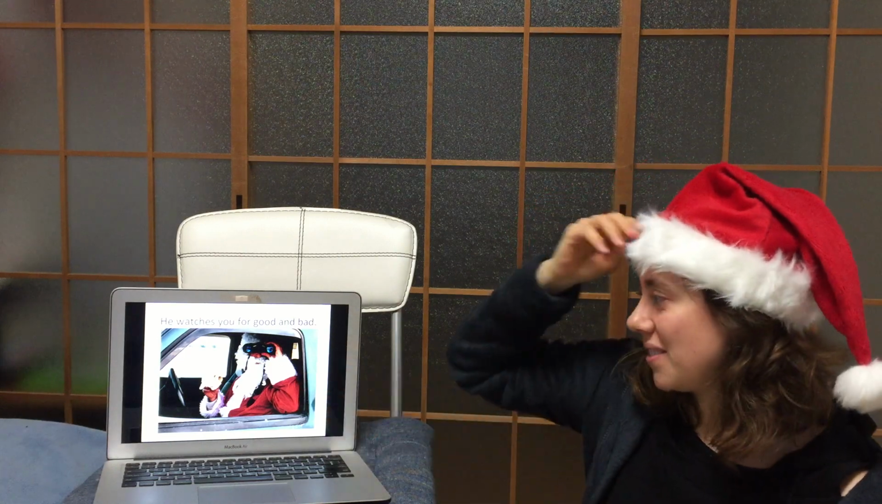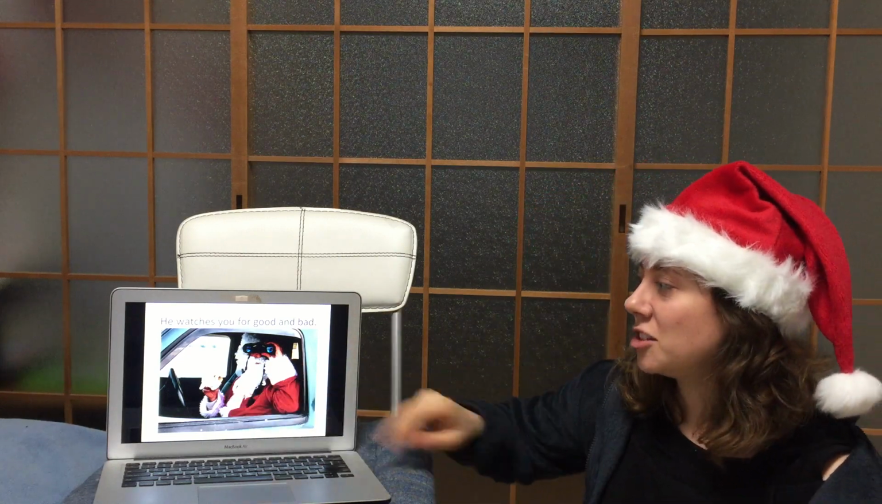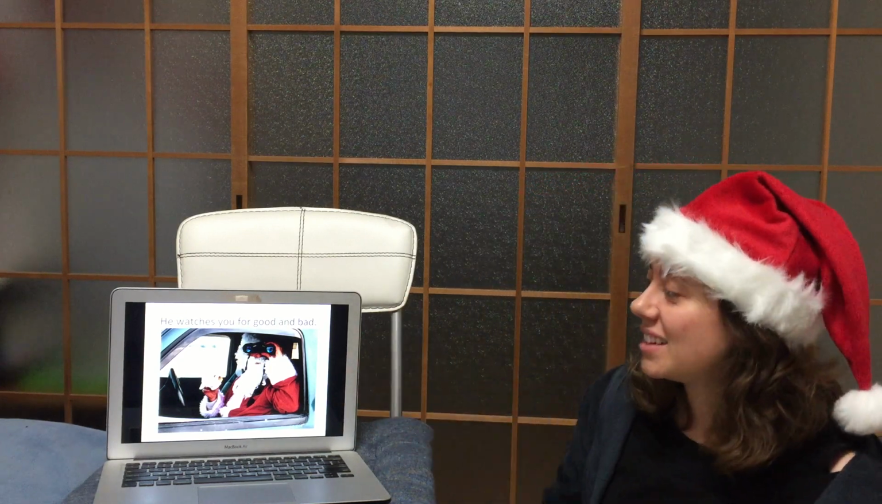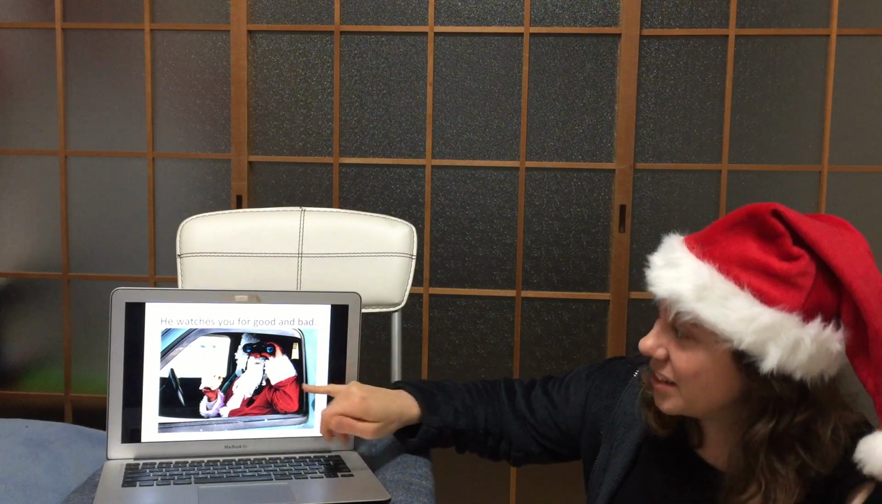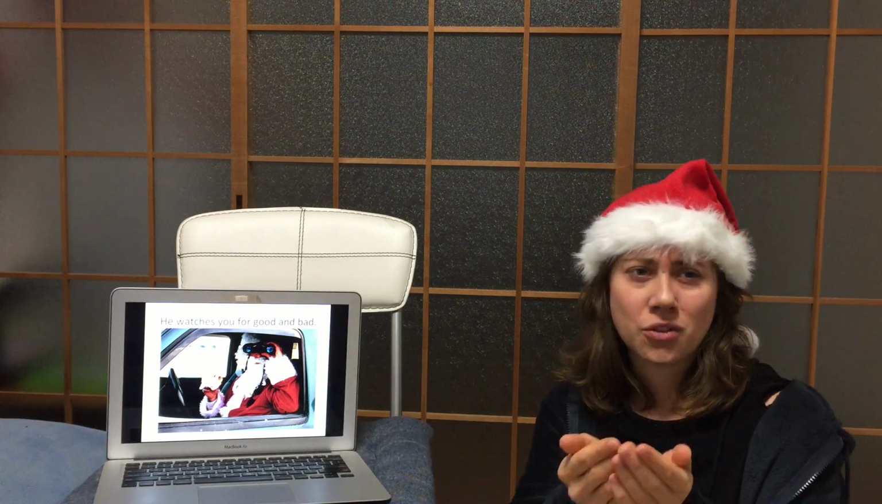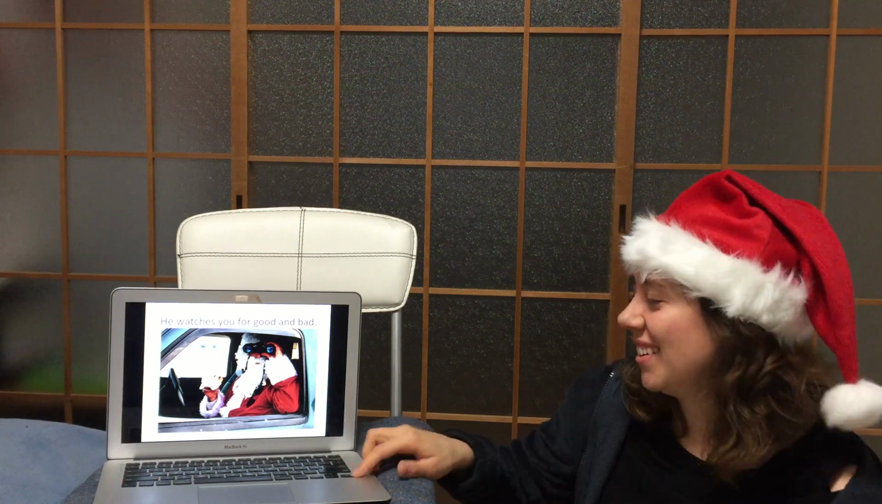And here I have a funny picture of him in a car eating a cheeseburger, and he's looking out from binoculars. It's probably from a movie, but the kids really liked that. They started laughing. And I basically said, if you are good, Santa gives you present. If you are bad, Santa gives you coal or black rock. And they were like, nah.